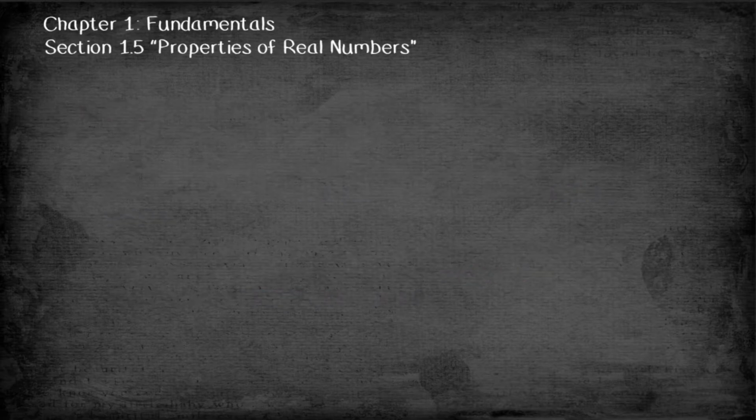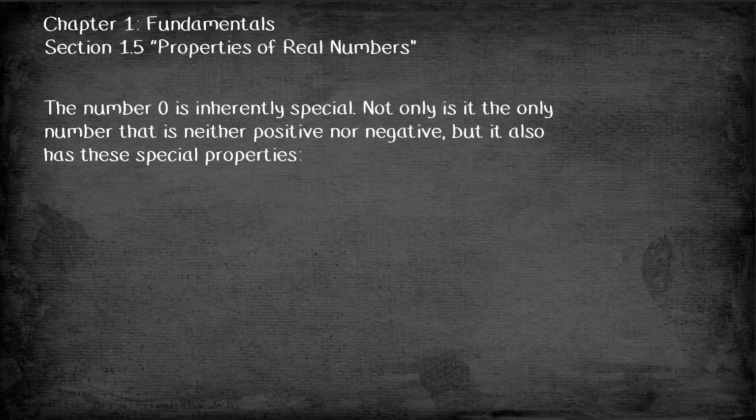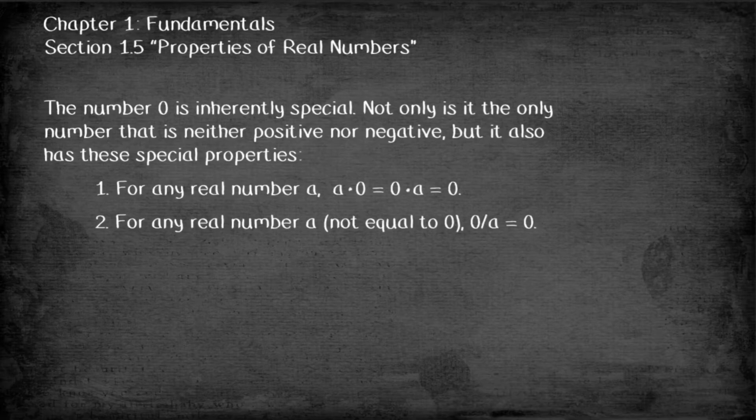And on the subject of 0, let's talk about it. The number 0 is really special, and it hasn't been around since the beginning of mathematics. This idea had to be introduced at some point. Not only is it the only number that is neither positive nor negative, it has some special properties. For any real number a, a times 0 always gives you 0. So in other words, 0 annihilates any number by multiplication. And for any real number a that's not 0, taking 0 divided by a also gives you 0.